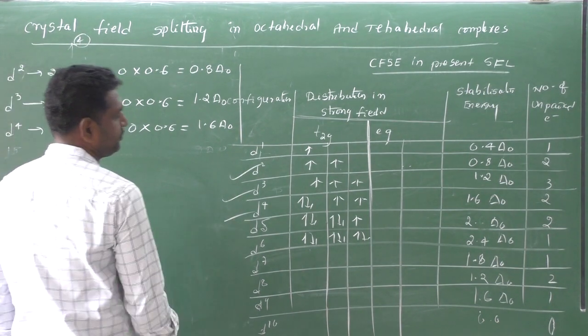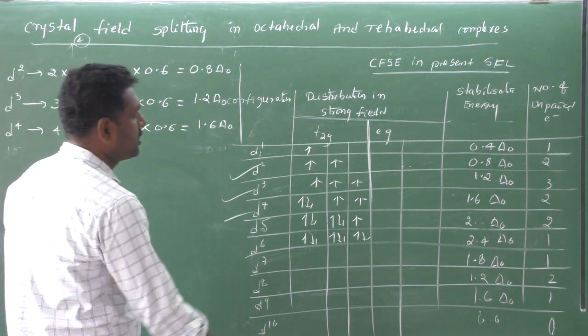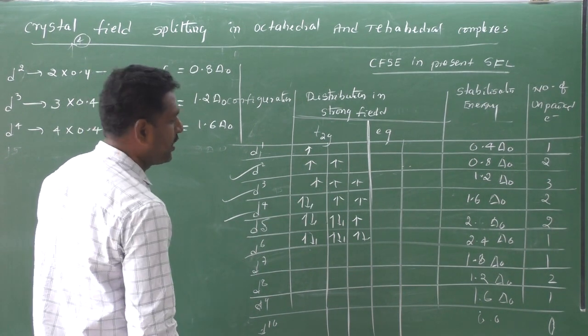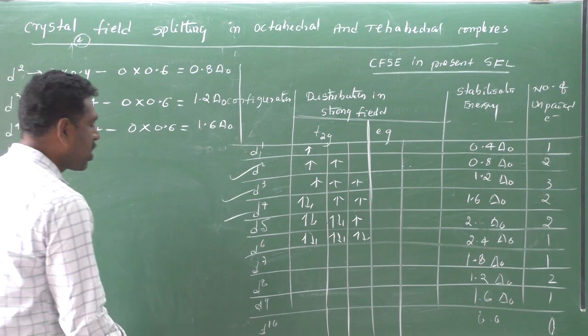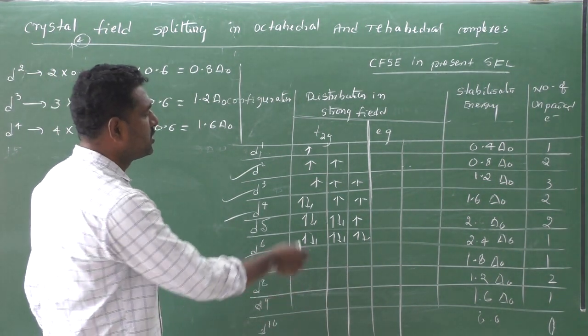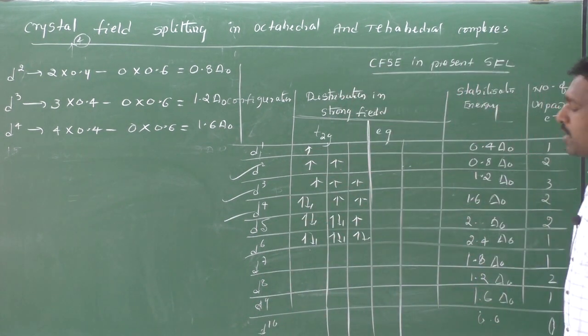After that we can calculate. Some more examples are given here. We are taking d10. How many electrons will come? 6 into 0, like this. This is the process to calculate the stabilization energy.